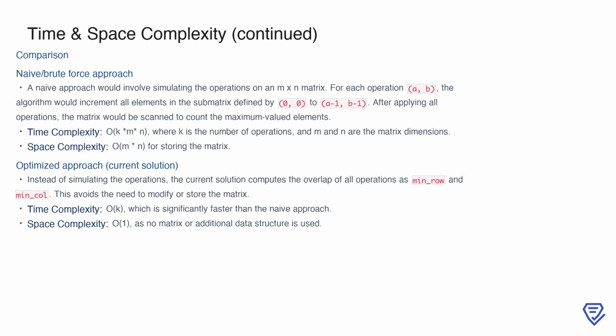In contrast, the optimized approach avoids directly simulating operations. Instead, it calculates the overlap of all operations as min_row and min_col, significantly improving efficiency. The time complexity is reduced to O(k), as it only requires a single pass through ops, and the space complexity is reduced to O(1), as no matrix or other data structures are used.